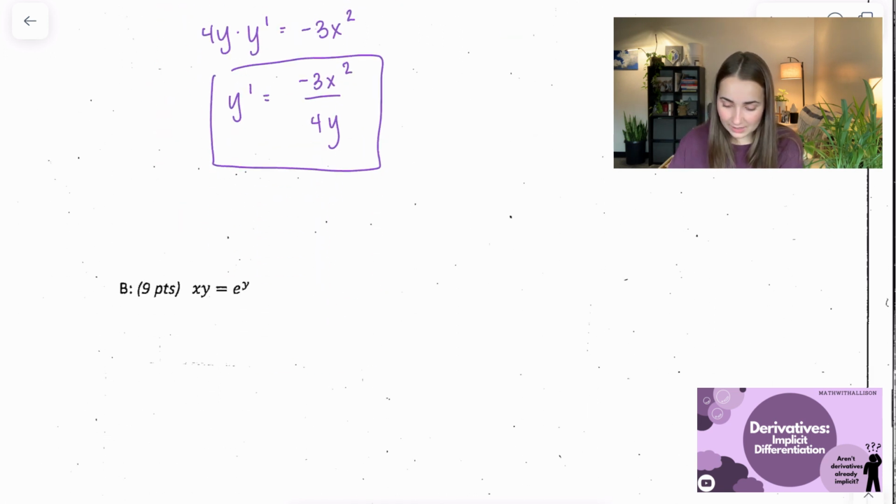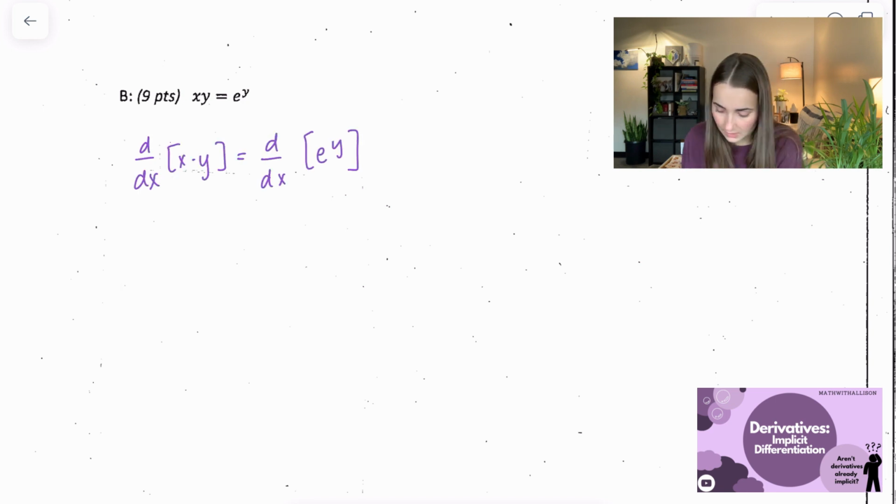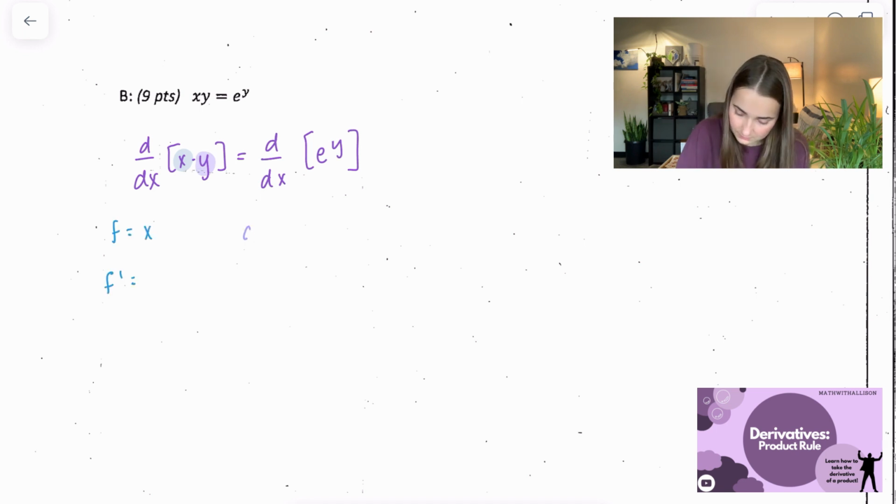So let's go ahead and do that again over here. We have xy equals e to the power of y, and we're going to take the derivative of both sides in terms of x. So on this left side, we are going to have to use product rule because we have a product of two variables. So let me go ahead and set that up. So the derivative of x in terms of x is just going to be 1. But the derivative of y in terms of x is just going to be y prime, the first derivative of y. So let's go ahead and set up that product rule. We're going to multiply across and add them together.